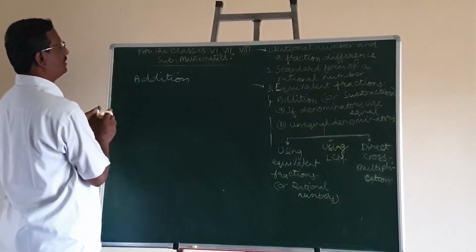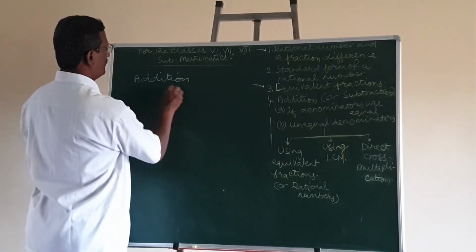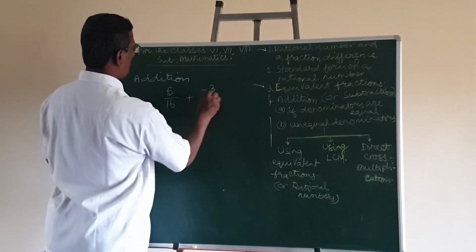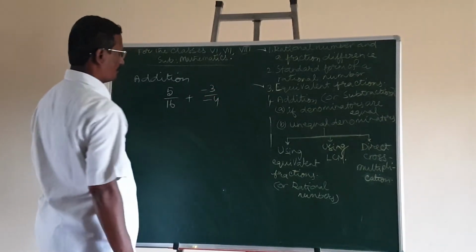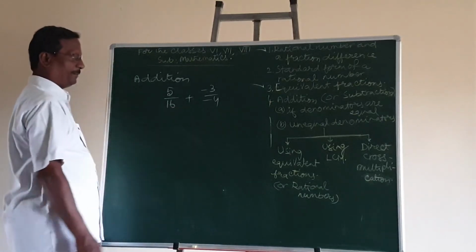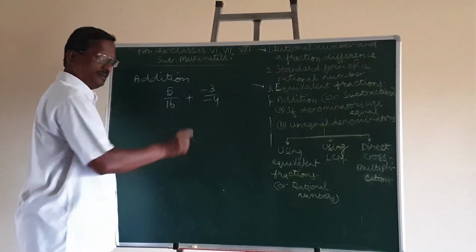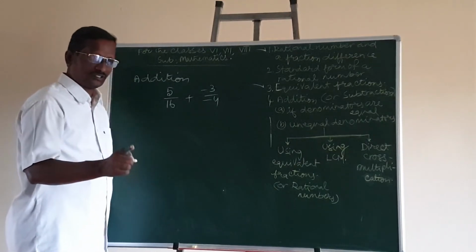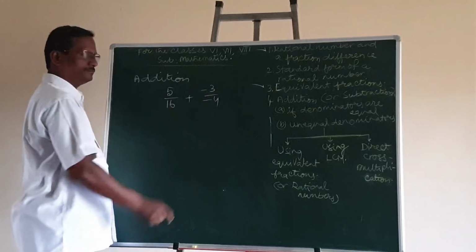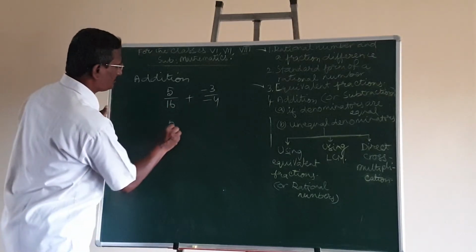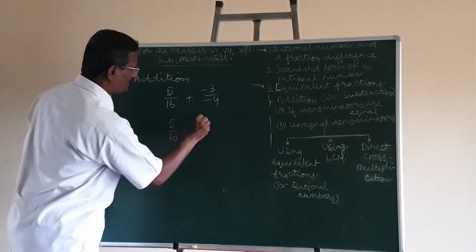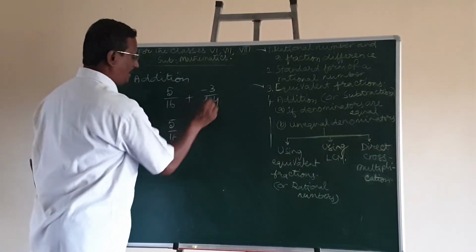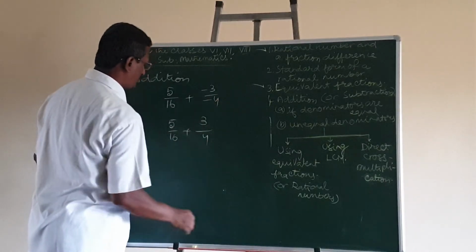Suppose the two rational numbers are 5 upon 16 plus minus 3 upon minus 4. In case of this kind of numbers, the number with negative denominator is not in standard form. The first and foremost step is to make the denominator positive. When we multiply the numerator and denominator both by minus 1, minus 3 will become plus 3, minus 4 will become plus 4.